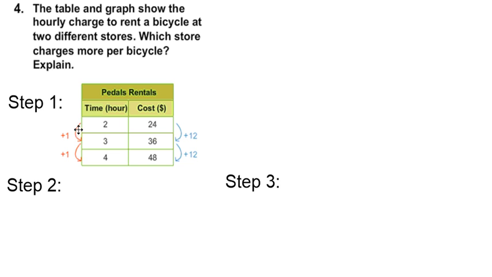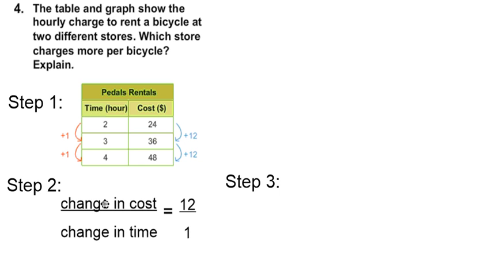So my time is increasing by 1 each row, and my cost is increasing by 12 each row. Now I'm going to set up my ratio of change in y over change in x. Again, this is my y and this is my x. So change in cost was 12, my change in time was 1, and now I'm just going to simply state it, $12 for 1 hour. So Pedals Rentals charges $12 for every 1 hour.